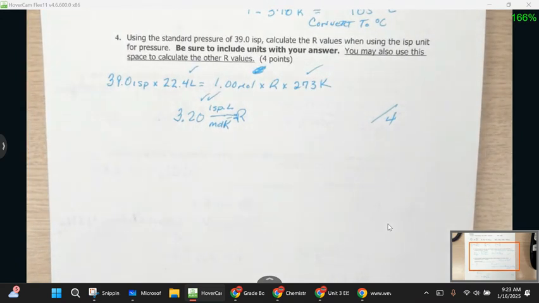We calculated about 3 or 4 R values in class. I even made up Chris Brand's made-up unit, CMBU. Had you calculate what the R value would be for it. So, ISP is just a made-up unit, ladies and gentlemen. Okay? Gave you a pressure in a made-up unit. You needed to use 22.4 for the volume. You needed to use 1 for the moles. You needed to use 273 for the temperature in Kelvin. You solve for R, 3.20. ISP times liters over mole times Kelvin will equal that R value. Questions, ladies and gentlemen?